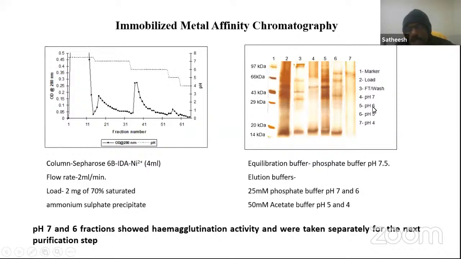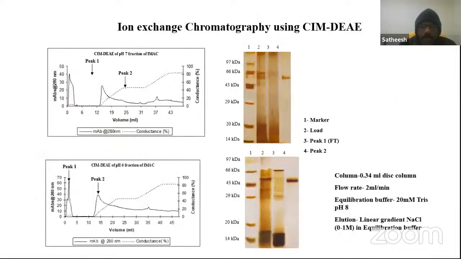When you do this kind of experiment, for all the fractions you elute, we do the hemagglutination assay to confirm in which fraction our protein of interest is present. We took the pH 7 and pH 6 fractions, which showed hemagglutination activity, for the next purification step. These are the fourth and fifth lanes. These two elution fractions showed hemagglutination activity, so we can assume the lectin is present in them. We took the pH 7 and pH 6 fractions separately for the next purification step.